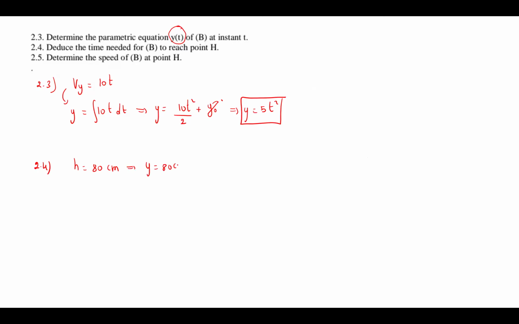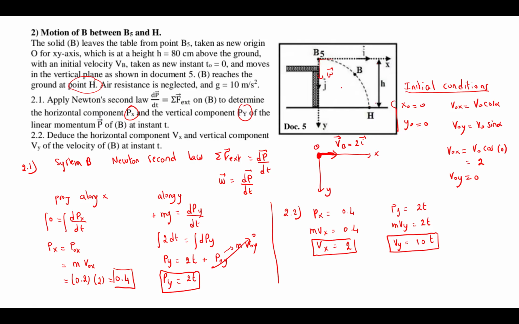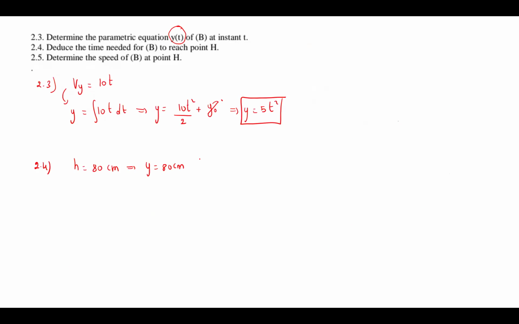Why is it not negative, even though it's below? Because we took the Y axis positive downward. So if I put a point here, this is the point H, it is positive because it's along the Y axis. So in this case, I can say it is equal to 0.8 meter. So now we do the substitution.